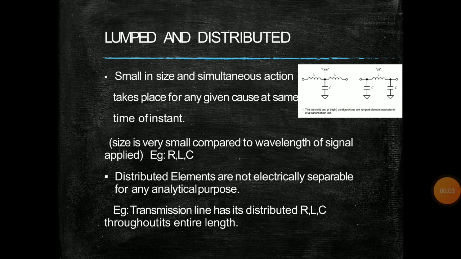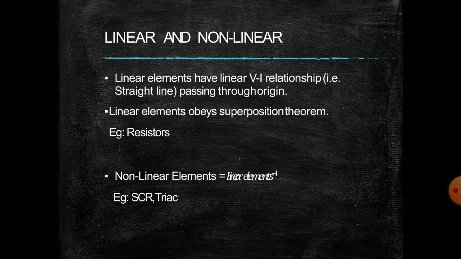Next part is linear and non-linear elements. What are linear and non-linear elements? Linear elements have linear VI relationships, that is, a straight line passing through the origin. So what is meant by a linear element? If current is proportional to the voltage, as we increase the voltage, the current will increase, then it's called a linear element. Linear elements obey the superposition theorem, for example, resistance.